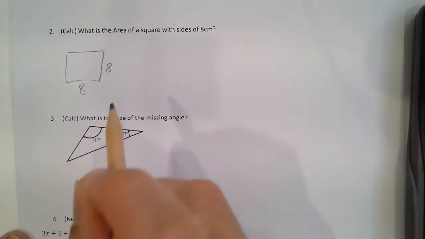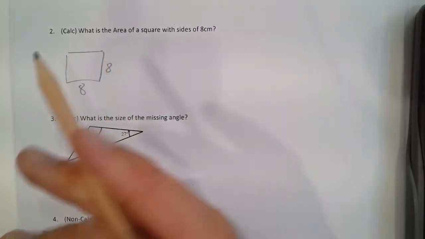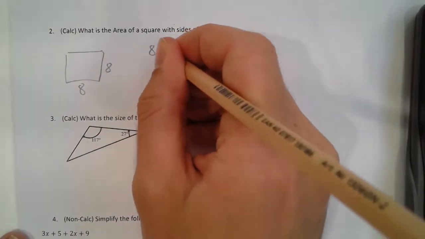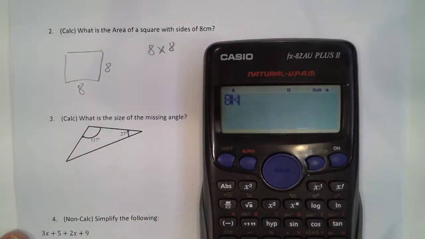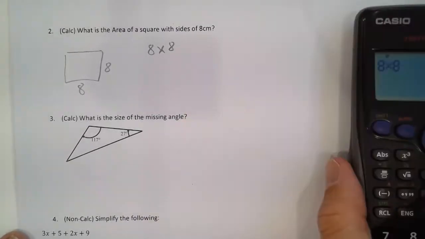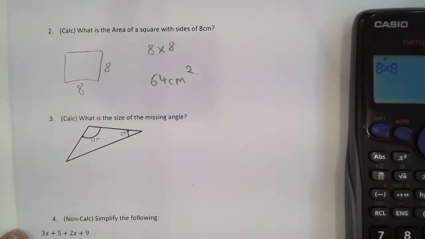Number two, what is the area of a square with sides of 8 centimetres? So the area of a square is base times height, side times side, length times width. Either or, we're going to do 8 times 8. Lucky for us, it's a calculator question. 8 times 8, 64. So the answer is 64 squared centimetres. Don't forget the units. Now, a lot of these questions may be multiple choice, but we're going to pretend they're not, just so we can really understand the maths.